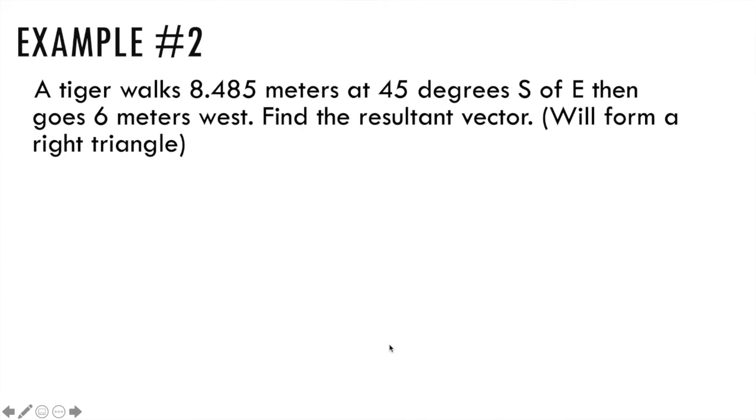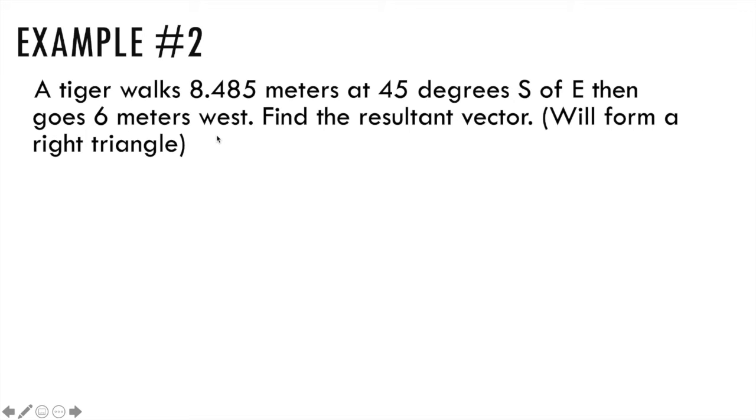All right, example number 2. We've got a tiger walking 8.485 meters at 45 degrees southeast. So this is going at an angle. When you see this, and if you know for sure it's going to form a right triangle, like I'm going to tell you later, that's going to be your hypotenuse, right? Then the tiger goes 6 meters west, and find your resultant.